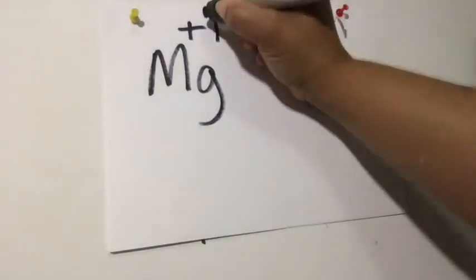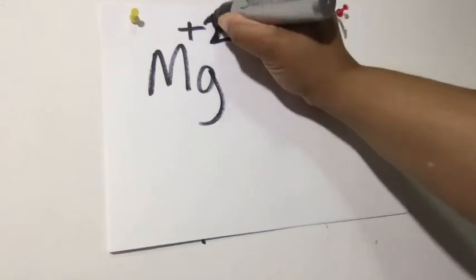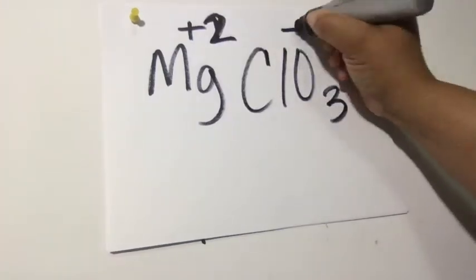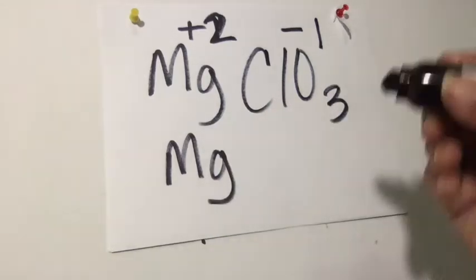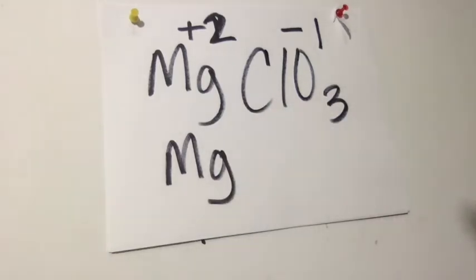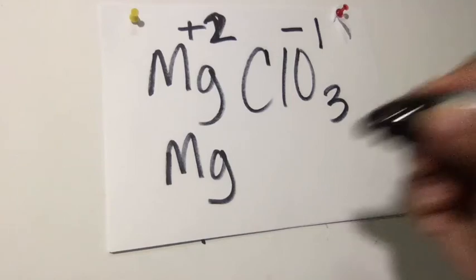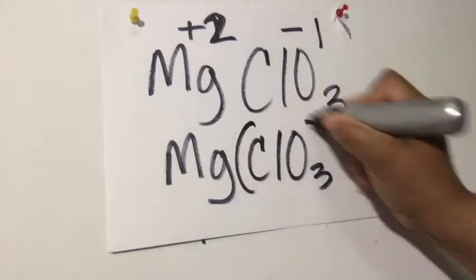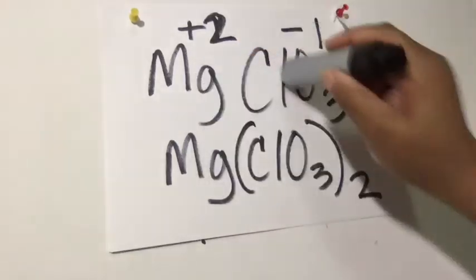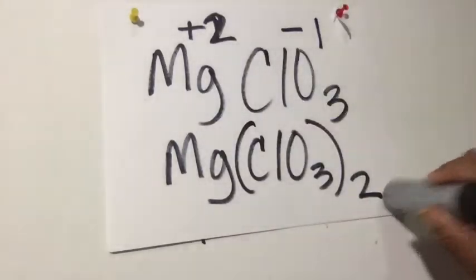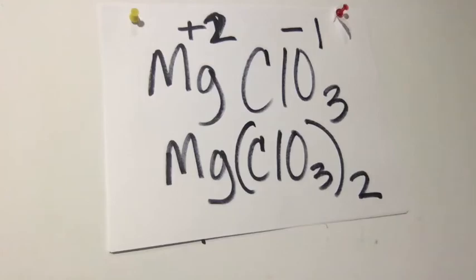Next, Mg is plus 2, not plus 1. Then we have ClO3, which is minus 1. We are just going to treat ClO3 like it's just one unit. It's one polyatomic. So we're going to put it in parentheses, so it's just one unit. Put a 2 there as a subscript, because we're switching up that 2. See that 2 and that 2, they go together. Just swap it.